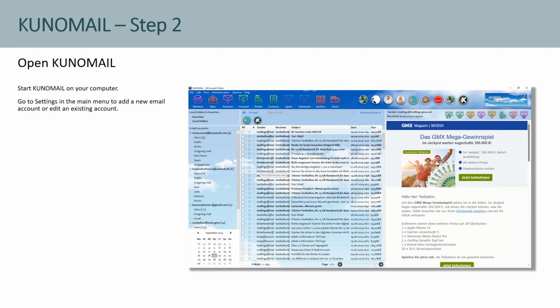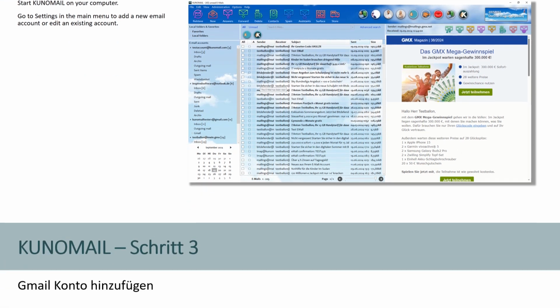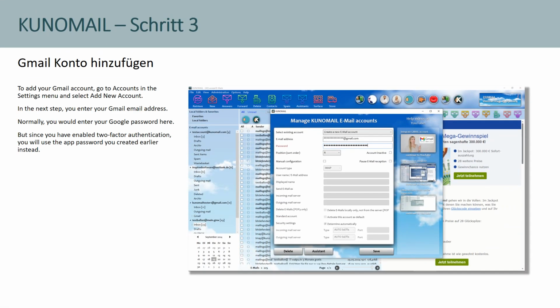Start KUNOMAIL on your computer. Go to Settings in the main menu to add a new email account or edit an existing account. To add your Gmail account, go to Accounts in the Settings menu and select Add New Account. In the next step, you enter your Gmail email address.